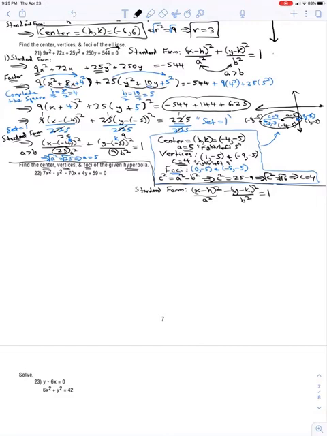So it looks very similar to the ellipse. Of course, now we're subtracting instead of adding the two squared terms. So that's what we want to do. Our first step: rewrite it in standard form. So let's go ahead and do that.